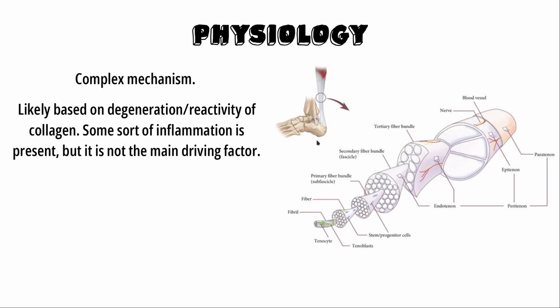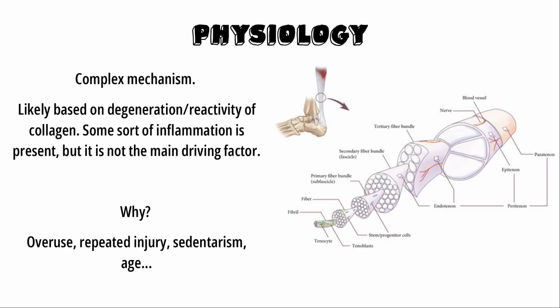So in regards to tendinopathy, the mechanism by which it affects is very complex and still studied, but it's mostly based in the degeneration and reactivity of collagen, of those fibrils we were talking about. At some points they get disorganized and they literally stop working, or they are more sensitive. So it isn't fully understood, but something we know now is that some sort of inflammation is present, but it's not the main driving factor. This was an old model of understanding tendinopathy that isn't really what we understand today.